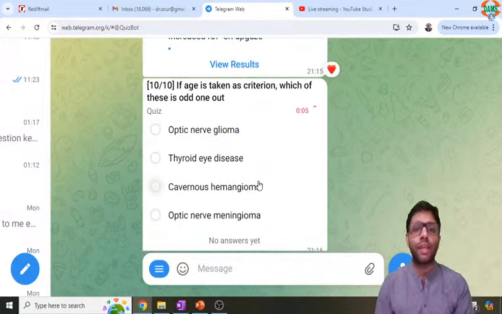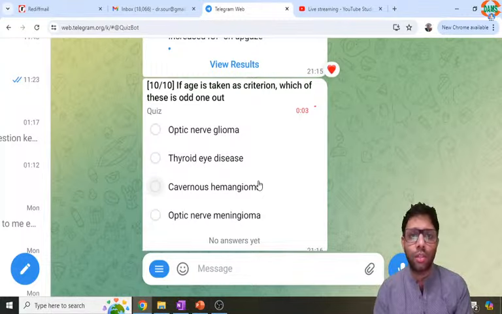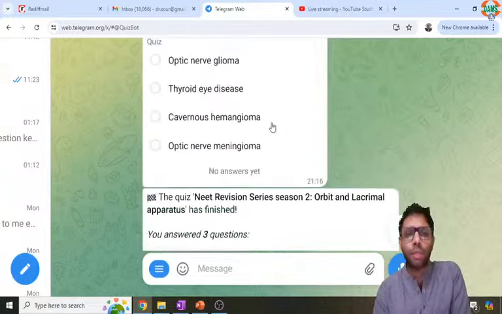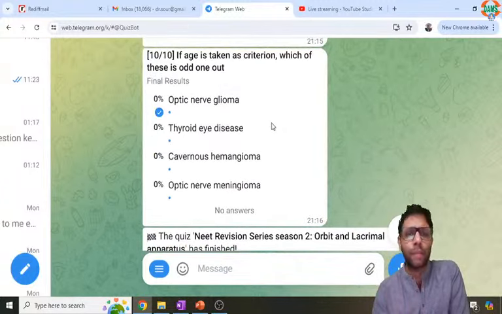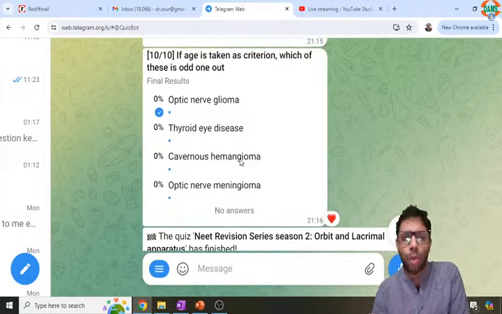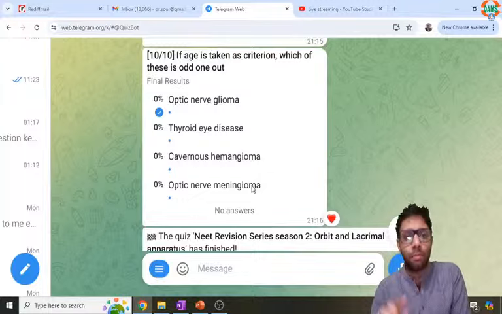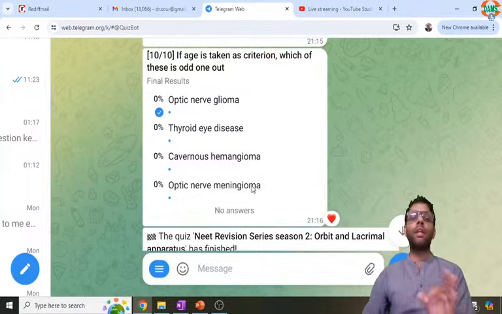And the last question: age is not the criteria, which is the odd one out? Now it's a very easy question. You should know some ages. Sometimes ages also you can tell. Thyroid eye disease is seen in middle-aged people, female more than males. Cavernous hemangioma is the most common benign intraorbital tumor in adults. So that is in adults. Also more common in females. Optic nerve meningioma is also more common in female middle-aged adults.